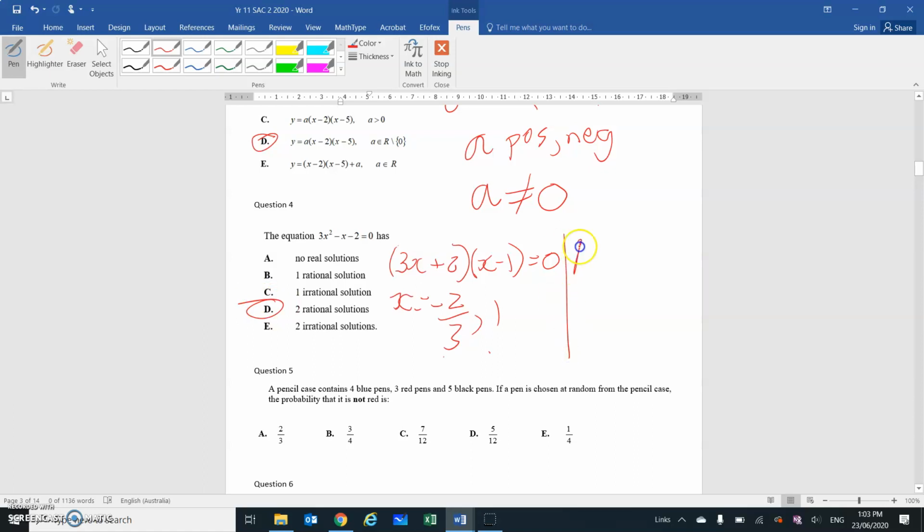Alternatively, you can use the discriminant, b squared minus 4ac, where a equals 3, b equals minus 1, and c equals negative 2. And you can sub all that in. Actually, I'll just fix that up. It doesn't look very neat. It's a bit hard to see.